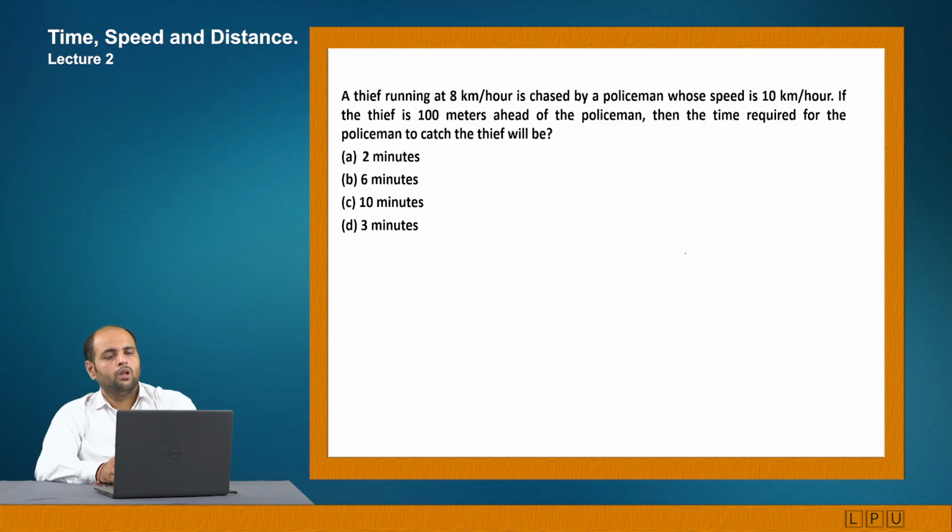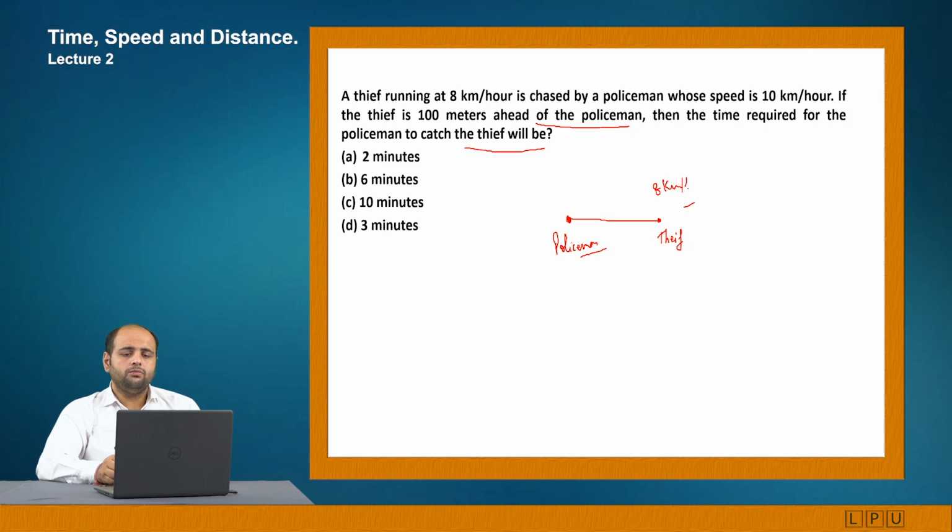Now let's take one example. It says that a thief is running at 8 km per hour and is chased by a policeman whose speed is 10 km per hour. If the thief is 100 meters ahead of the policeman, what will be the time required for the policeman to catch the thief? Let's draw a diagram. This is the thief and this is the policeman. The speed of the thief is 8 km per hour, the speed of the policeman is 10 km per hour, and the distance between them is 100 meters.